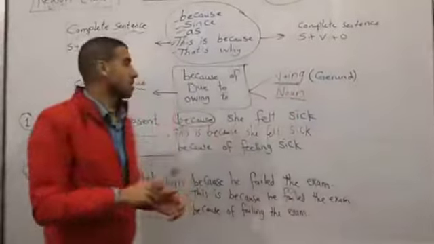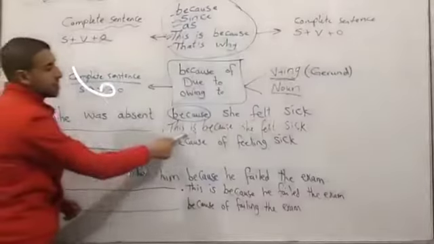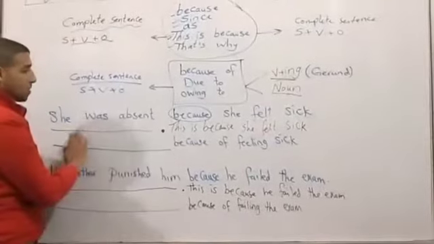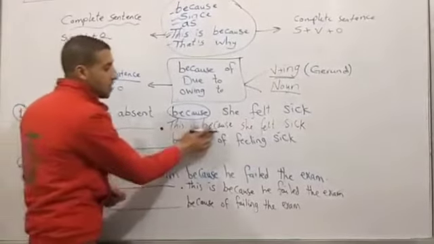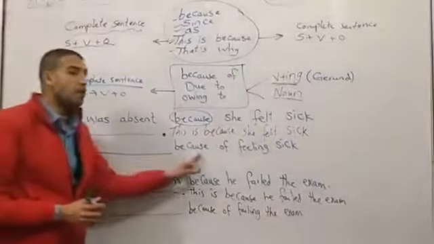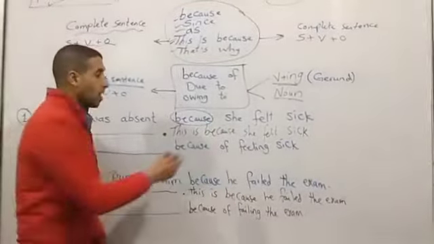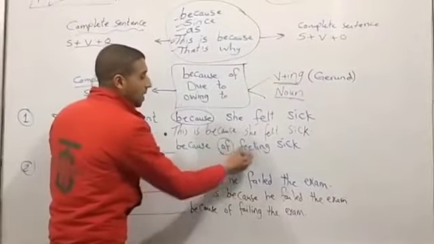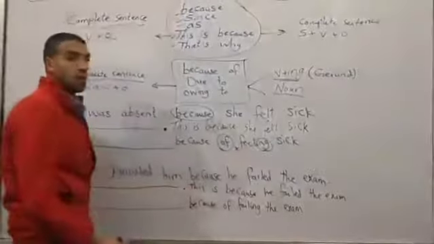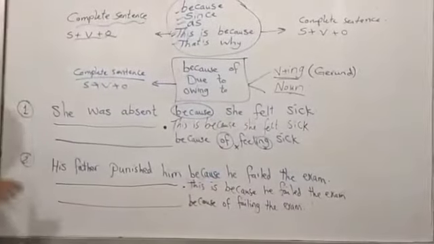In order to use some other connectors, like this is because, we use a full stop here. She was absent, full stop. This is because she felt sick. She was absent because of feeling sick. Why? Because after we use because of, we have to remove the subject and then we use the verb plus ing.